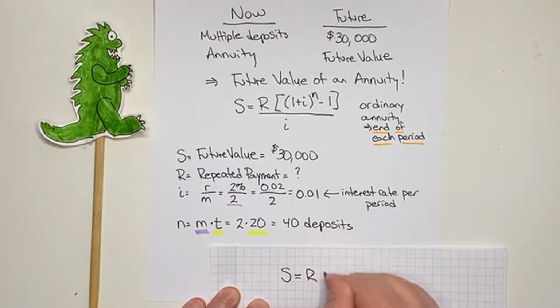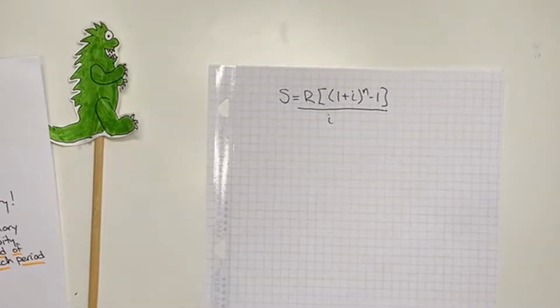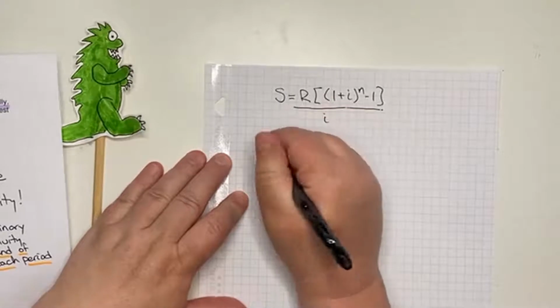S equals R times the quantity 1 plus I to the n minus 1 all over I. And let me take a moment here and let us solve for R.